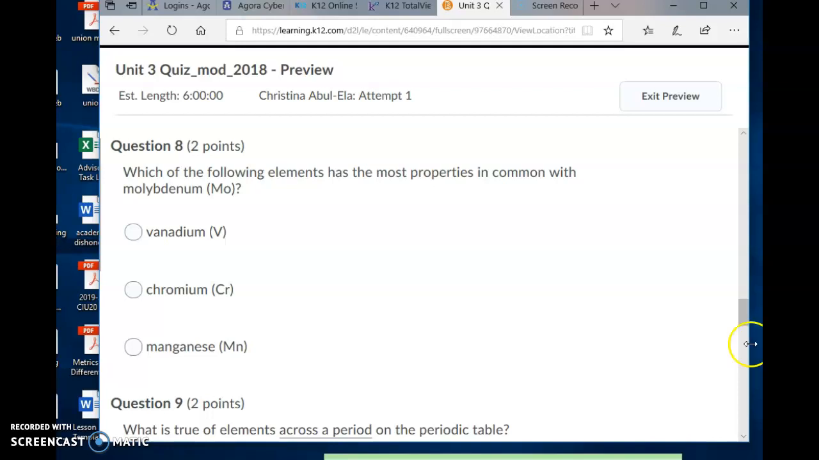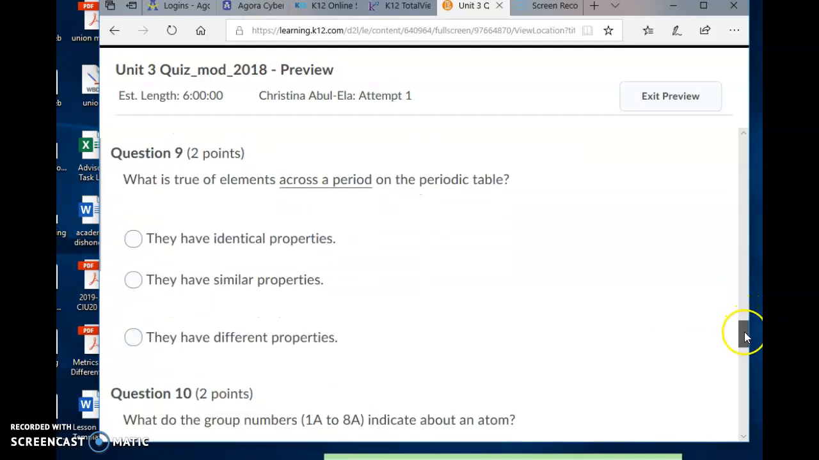Question 9. What is true of elements across a period on the periodic table? They have identical properties. They have similar properties. They have different properties.